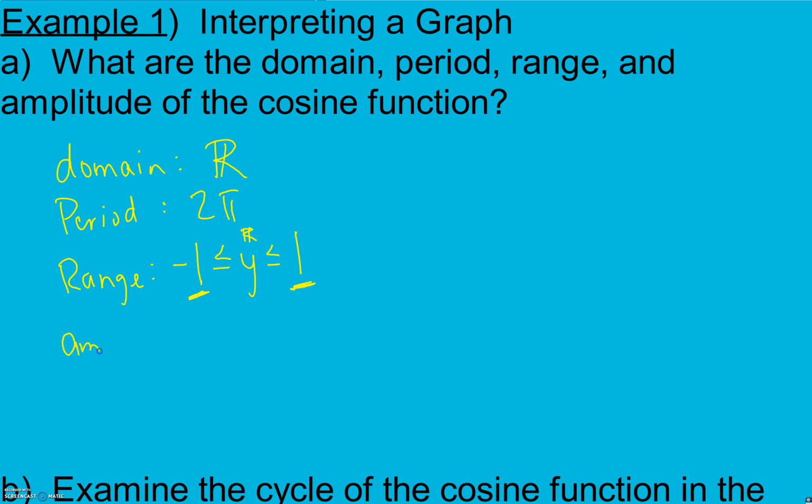And the amplitude, its distance away from the theta axis or the x-axis, is 1, both above and below. So its amplitude is 1. All real numbers. 2 pi. We have the range in between -1 and 1, and the amplitude is 1, again, because that's how far away it goes from its midline, and its midline is at 0. There's no up and down shifts, so it's how far away it is from its center line.